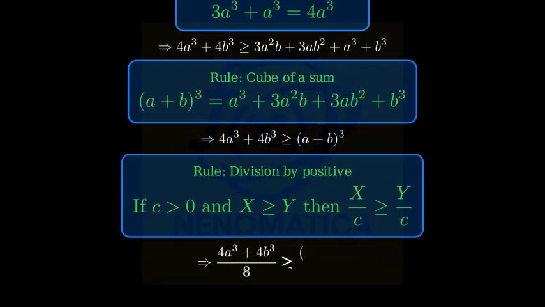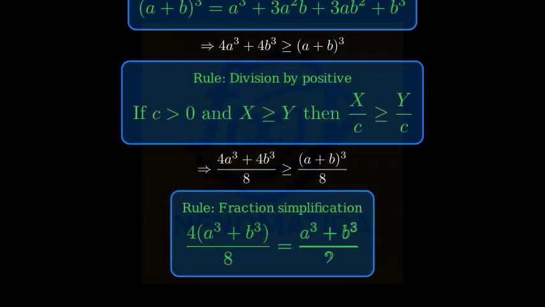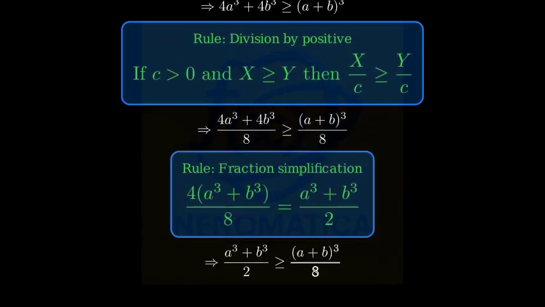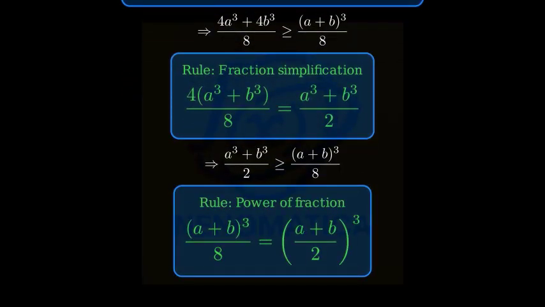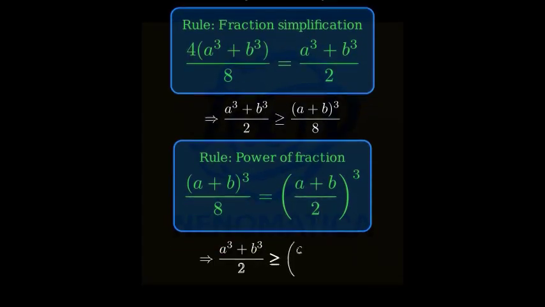This gives us (4a cubed plus 4b cubed) divided by 8 is greater than or equal to (a plus b) cubed divided by 8. Let's simplify this division. (4a cubed plus 4b cubed) divided by 8 equals 4 times (a cubed plus b cubed) divided by 8, which equals (a cubed plus b cubed) divided by 2. For our final step, let's simplify the right side of the equation. (a plus b) cubed divided by 8 equals the quantity (a plus b) divided by 2, all cubed.